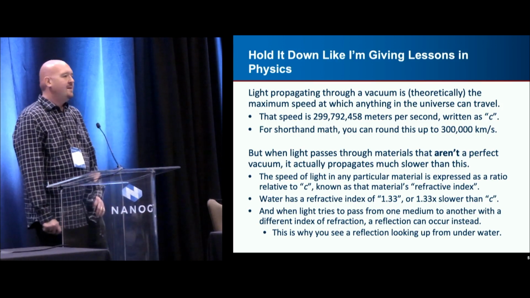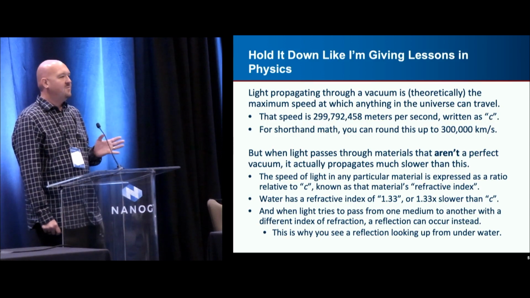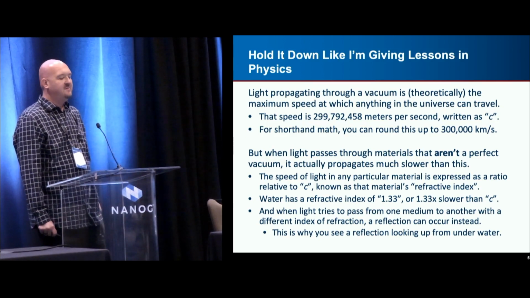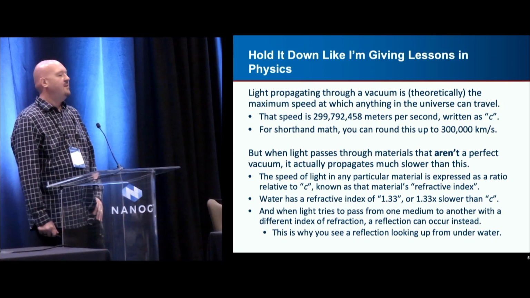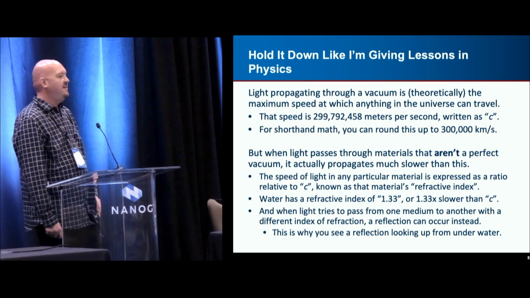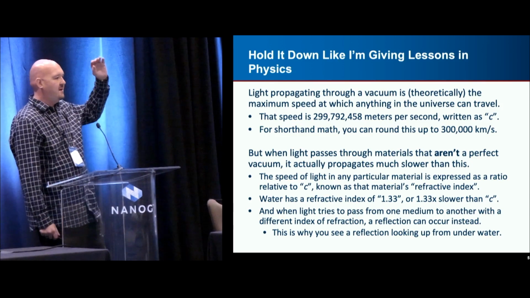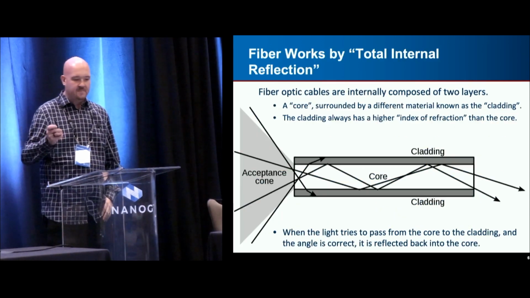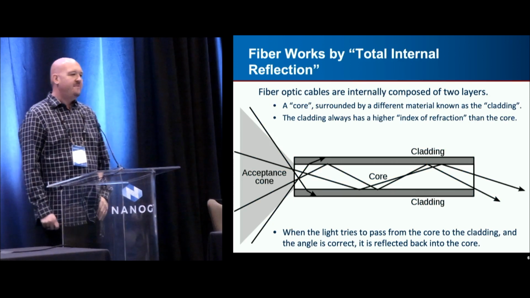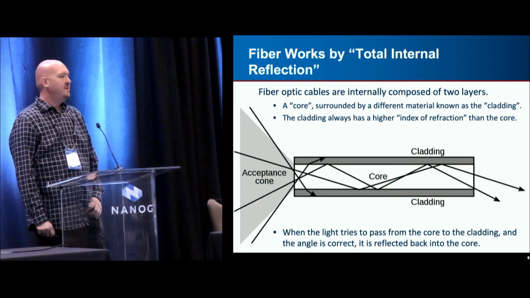And when light tries to pass from one medium to another with a different index of refraction, you can get a reflection. So if you ever look underwater and you see a reflection coming down at you because you're seeing the reflection of where it's trying to transition to air, that's what you're seeing. So that's why fiber works. It's a principle called total internal reflection.